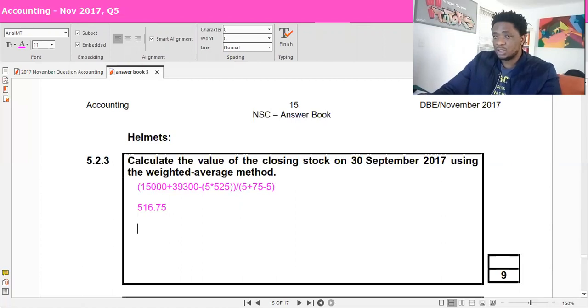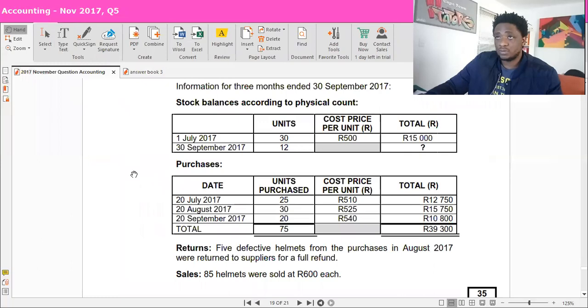And then once you have the weighted average cost, the closing stock would then be equal to, because we have 12 units on hand, we multiply it by the weighted average cost, which is 516.75, and then you get the value of 6,201, and that is the value of the closing stock for helmets. So that's how you should have calculated this one and be able to get all your marks. Cool, let's move on to the next question.